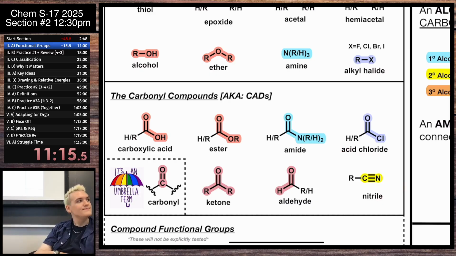What's the R divided by H? This means either an R group or a hydrogen. So this could be hydrogens on both sides, that's an aldehyde, and that's the molecule formaldehyde. Or it could be just part of a carbon chain.